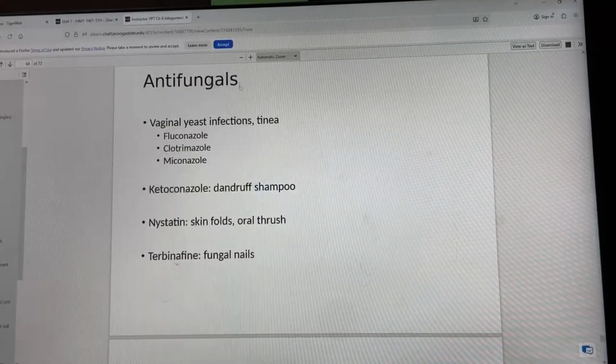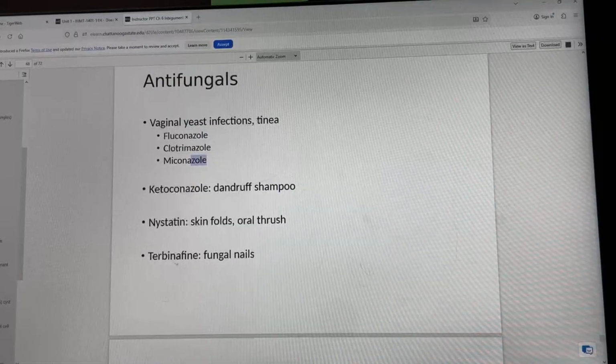So here are some common antifungals. They end in zole: fluconazole, clotrimazole, miconazole. These are often used for vaginal yeast infections. You can get them over the counter. You can use these for any of the tineas, right? The tinea capitis, the tinea corporis, the tinea pedis for athlete's foot. There's ketoconazole, which is the dandruff shampoo, which is also fungal.